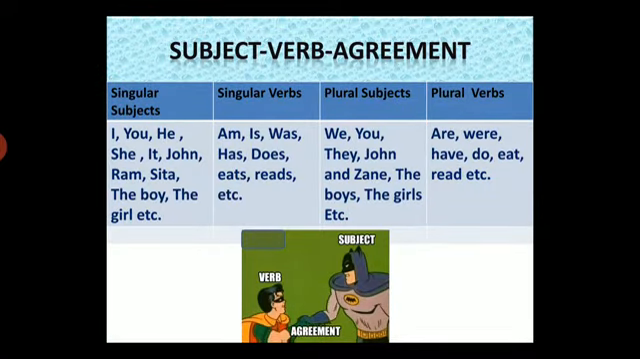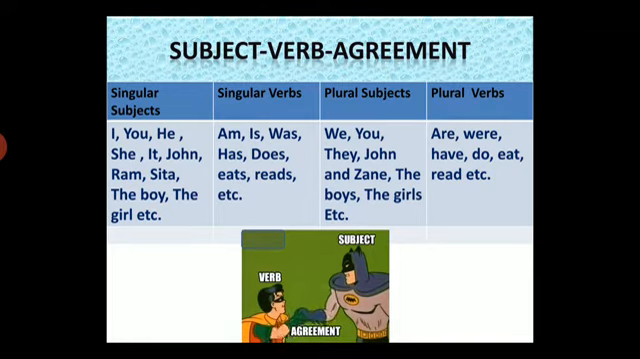I, you, he, she, it, John, Ram, Sita, the boy, the girl. These words denote singular subjects, and for a singular subject, a singular verb is required. Am, is, was, has, does, eats, reads. These are singular verbs. And words like we, you, they, John and Jane, the boys, the girls denote plural subjects. And for plural subjects, plural verbs are required. Are, were, have, do, eat, read.